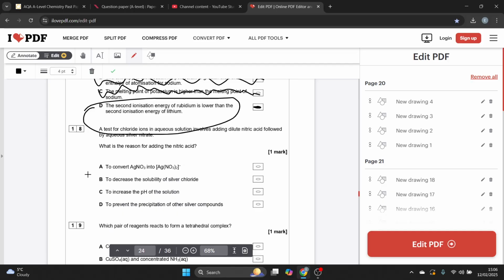Question 18. The test for chloride ions in aqueous solution involves adding dilute nitric acid followed by aqueous silver nitrate. What is the reason for adding the nitric acid? To prevent the precipitation of other silver compounds.